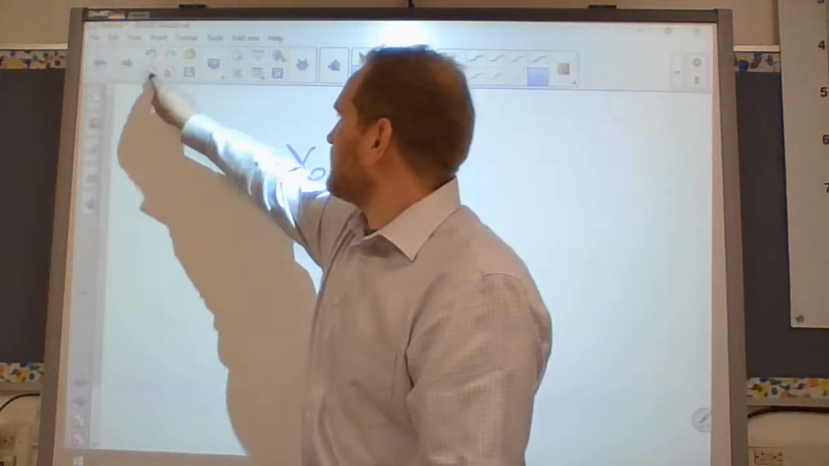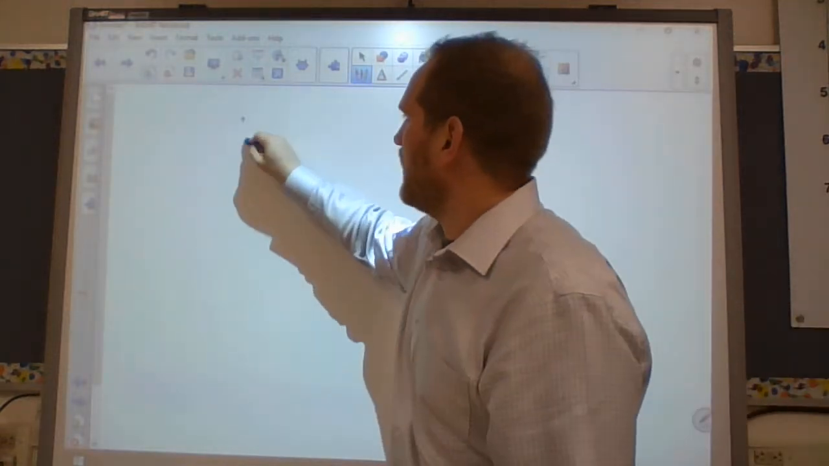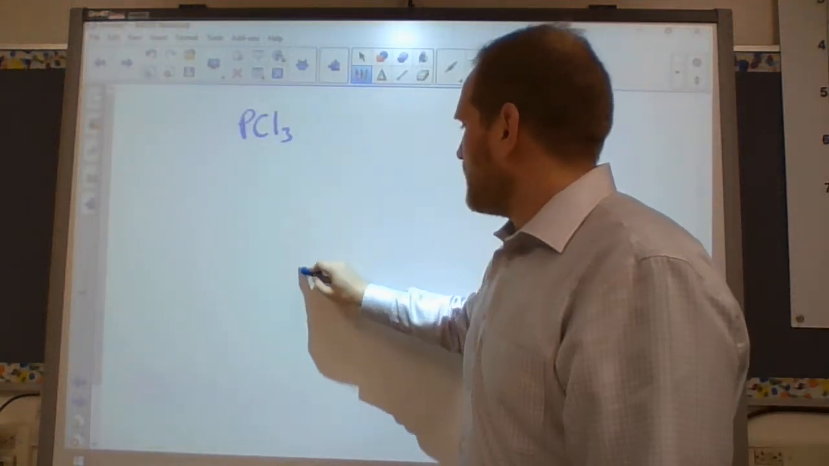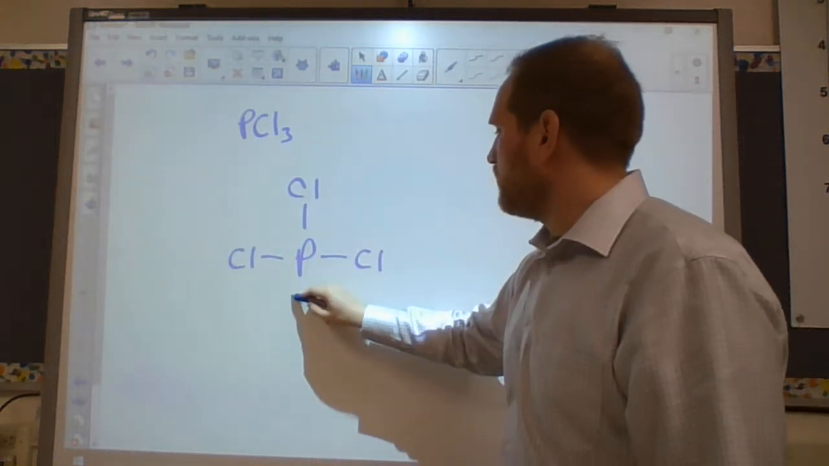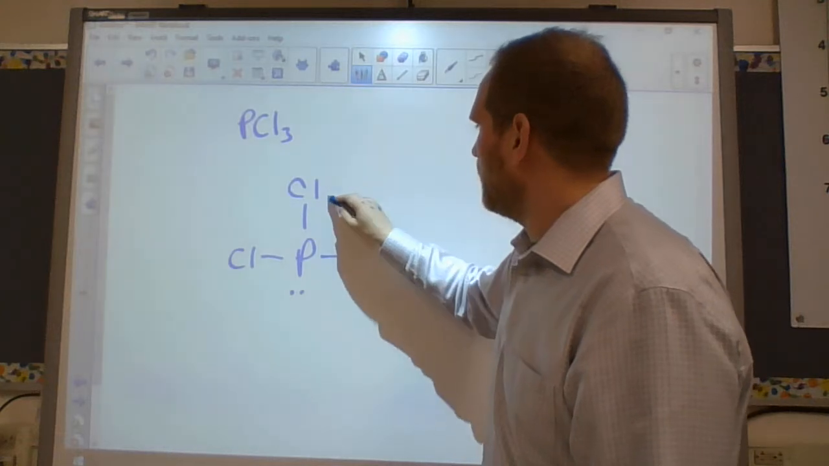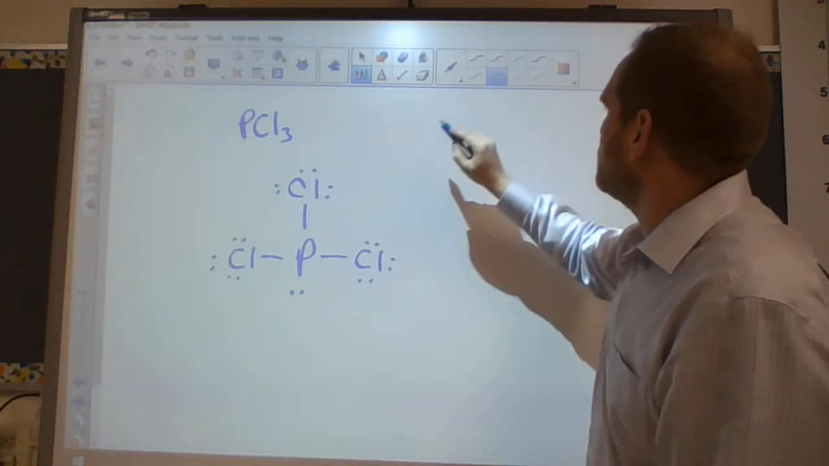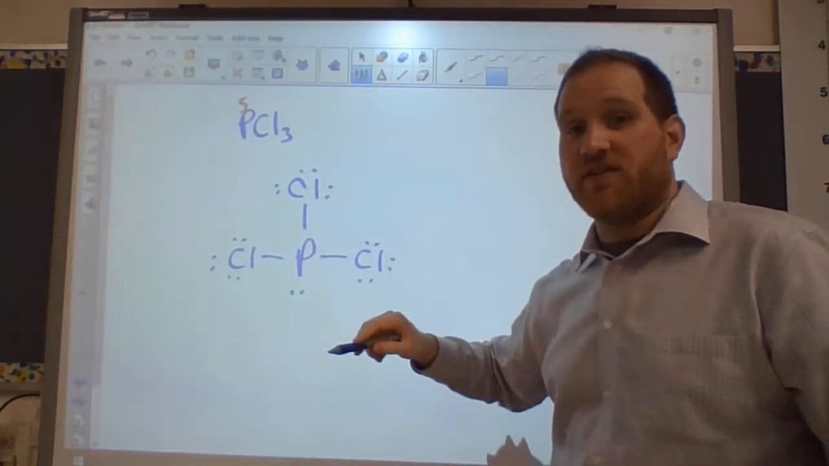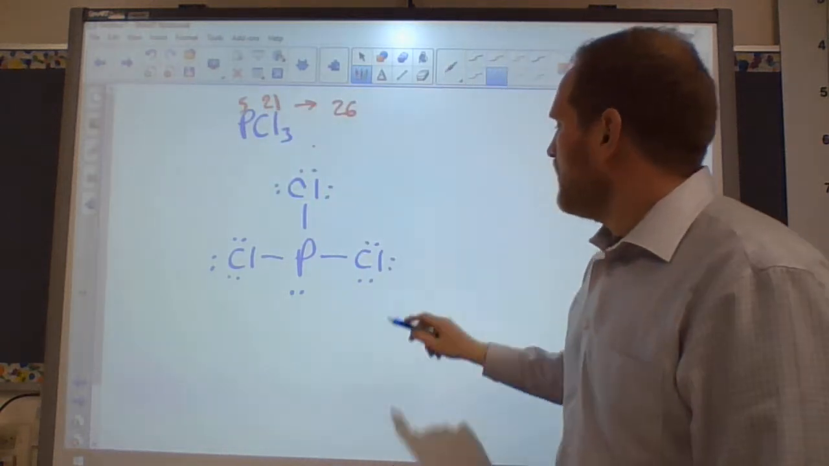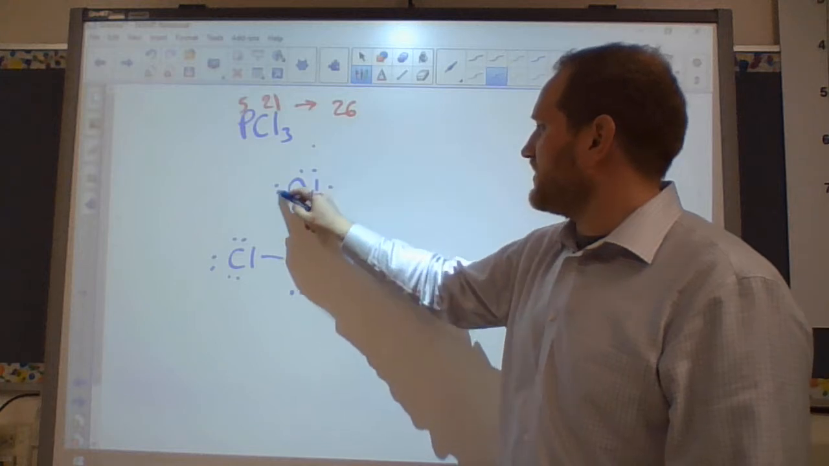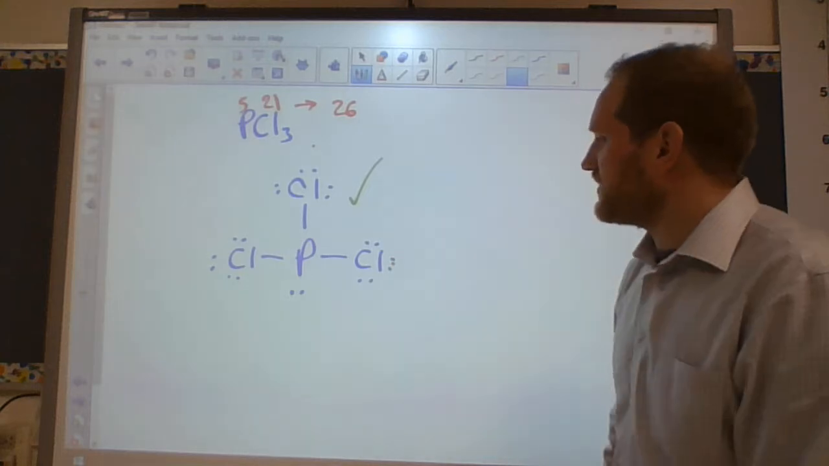Okay. The next one is PCl3, phosphorus trichloride. Okay, so phosphorus goes in the middle. The three chlorines will arrange like this. We need a lone pair here, and then we need pairs for all of these chlorines. Okay, let's see if this is correct. So phosphorus is 5, chlorine is 7, times 3 is 21, for a total of 26. 2, 4, 6, 8, 10, 12, 14, 16, 18, 20, 22, 24, 26. So this is, in fact, correct.